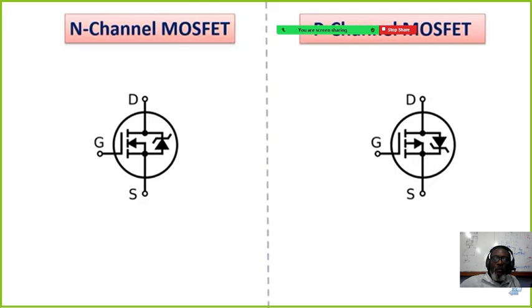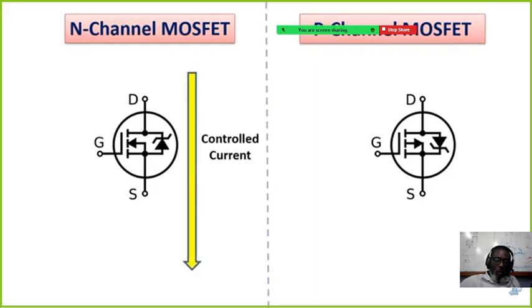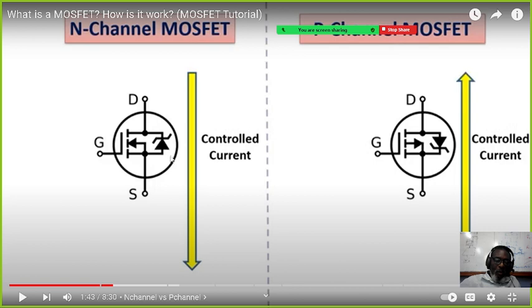MOSFETs are produced in two ways, N-channel and P-channel. In the symbol, the outward arrow on the gate pin is N-channel and the inward one is P-channel. Alright, look at this now. This one right here is the N-channel, and this is the P-channel.